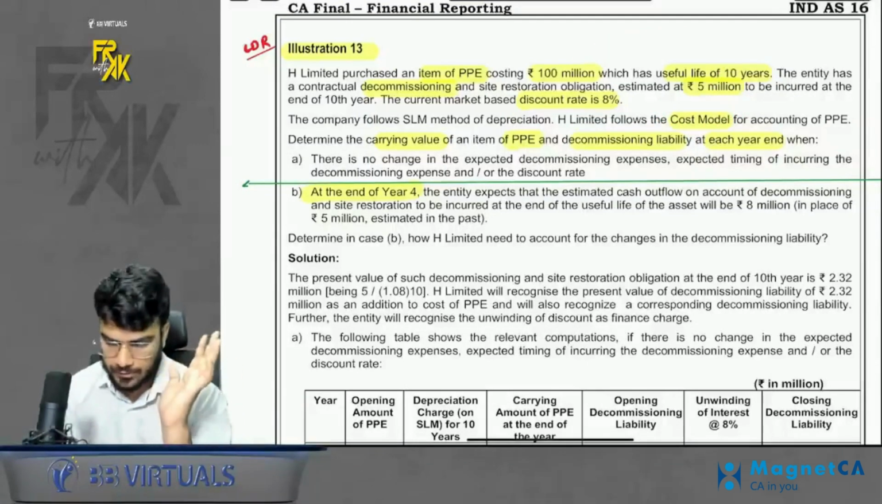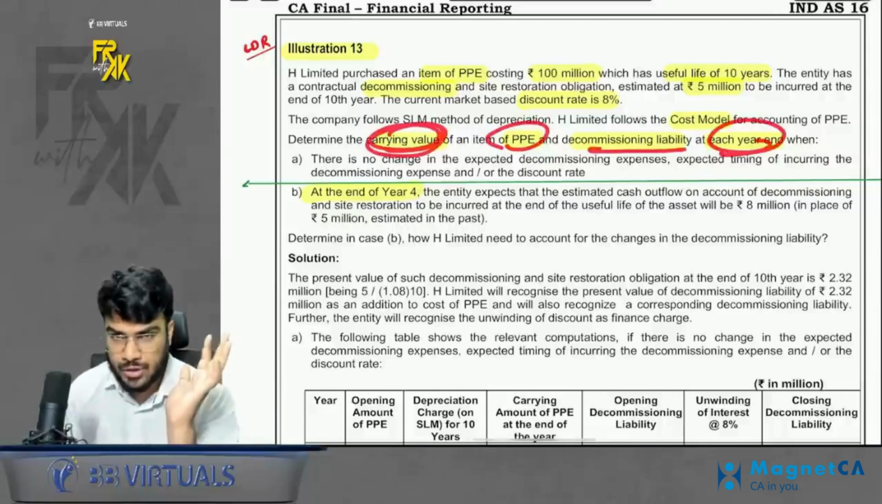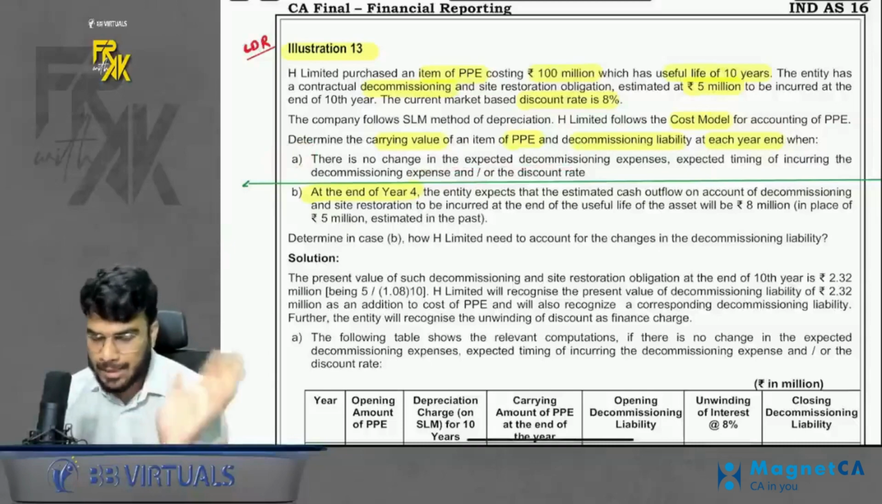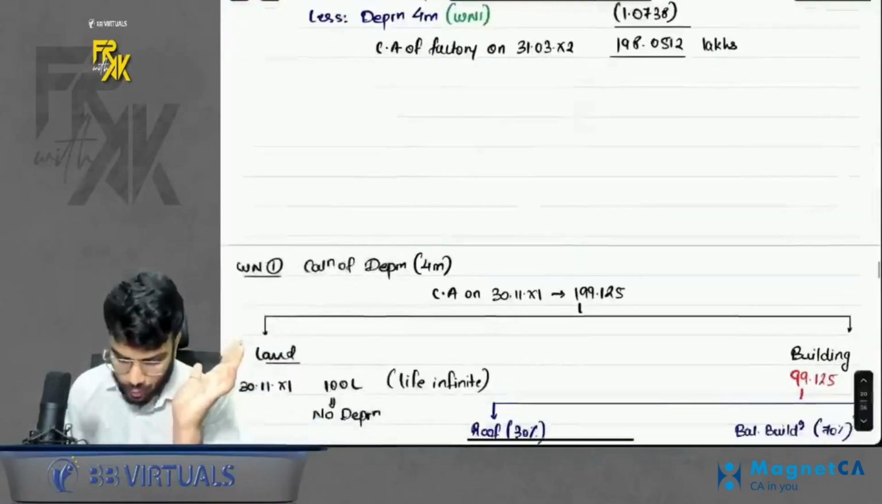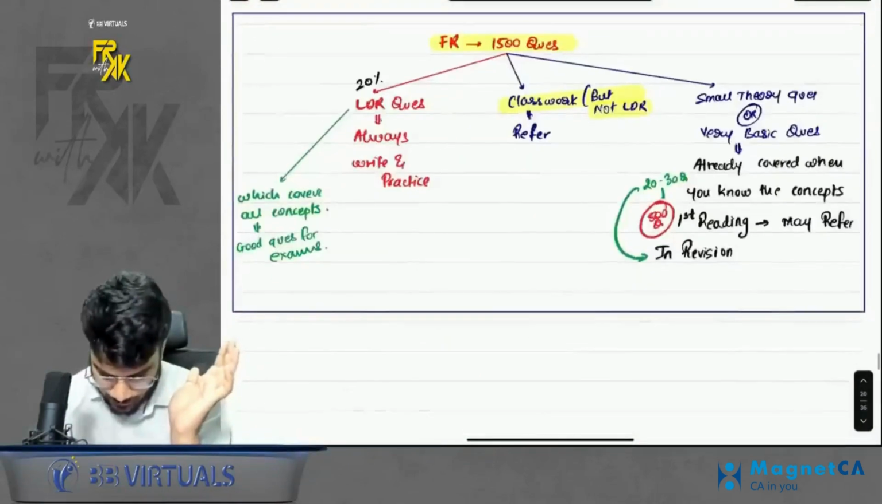What do they want from us? First, they want the carrying amount of PPE and the decommissioning liability at the end of each year. In two cases. First case, assuming there is no change in the decommissioning expense. That means our estimate of 5 million holds true, right? So how do we compute this? So now this is going to be very simple. One second. I'll just open the solution for you as well.